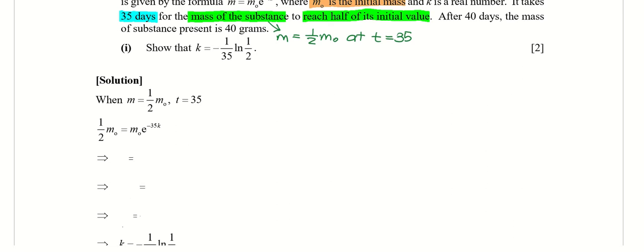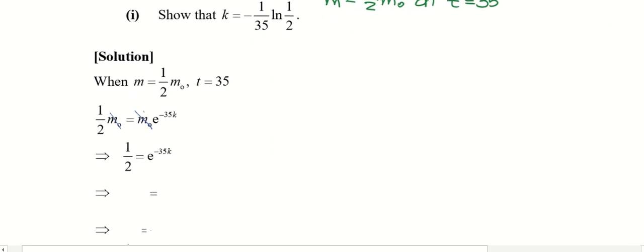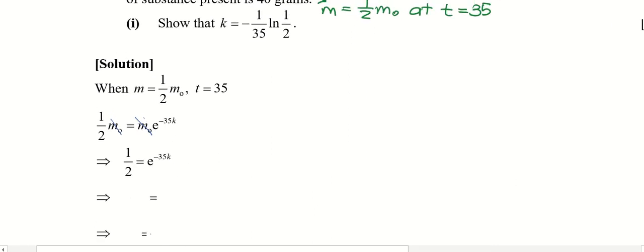So cancel my m naught on both sides. M naught cancels on both sides, and you reach this. The aim is to have k, so I need to make k the subject. To make k the subject, see that in this part I have my k at the power. If k is at the power and I want to bring it down, I have to take ln, log, on both sides. So therefore, I'll take ln.